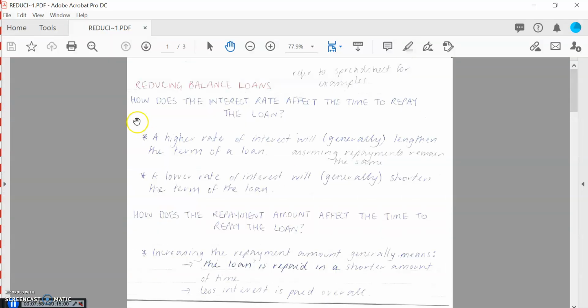So if we have a look at the notes that you've been given, this just sums up what we've just gone through. If we increase the interest rate, generally that will lengthen the term of the loan, of course assuming that the repayments remain the same. And if we lower the interest rate, then that's going to shorten the term of the loan under that same assumption. How is the repayment amount going to affect the time to repay the loan? If we increase the repayment amount, generally that means the loan is going to be repaid in a shorter amount of time, and when loans are repaid in a shorter amount of time, that means that we're paying less interest overall.